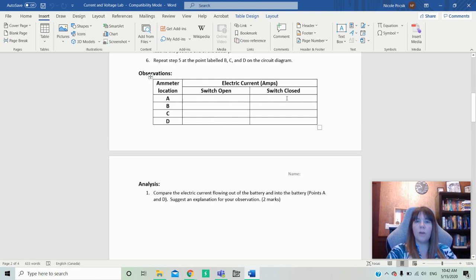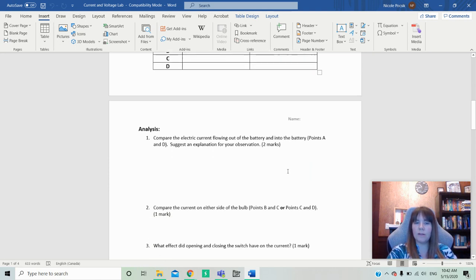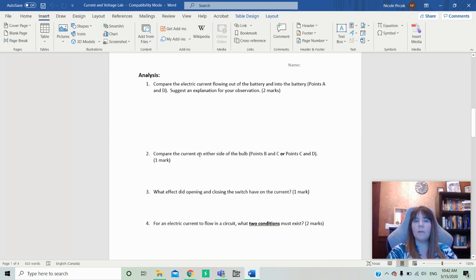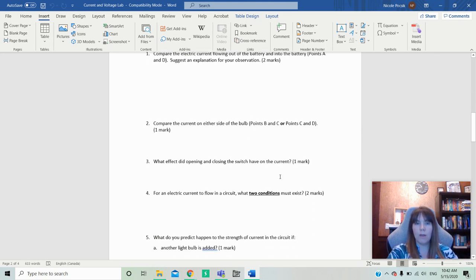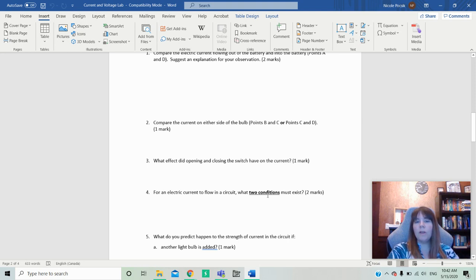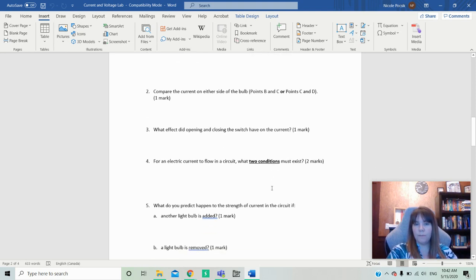So you are looking at A and D. Tell me what you see and why you think it's like that. Okay, compare the current on either side of the bulb, B and C or points C and D. Tell me, compare it. Tell me what they are. Okay, how did opening and closing the switch have an effect?